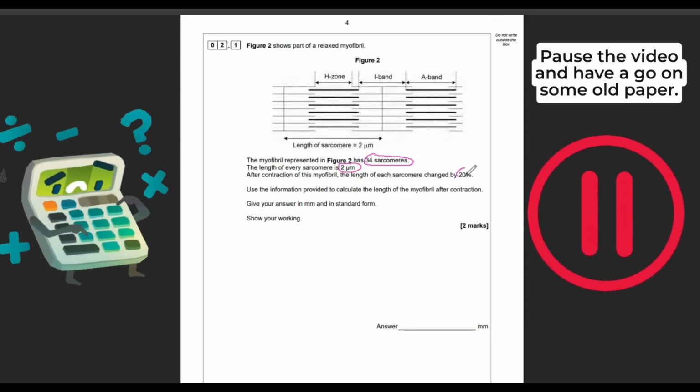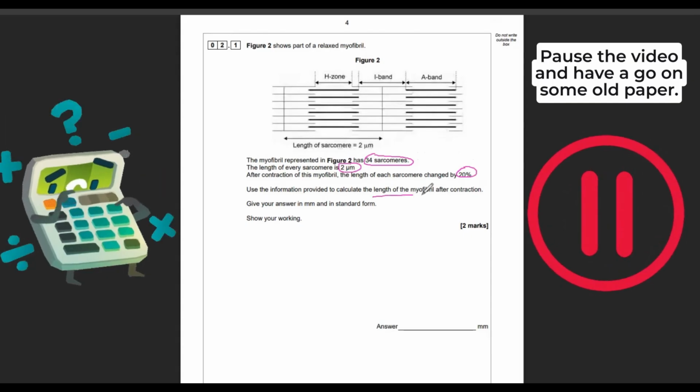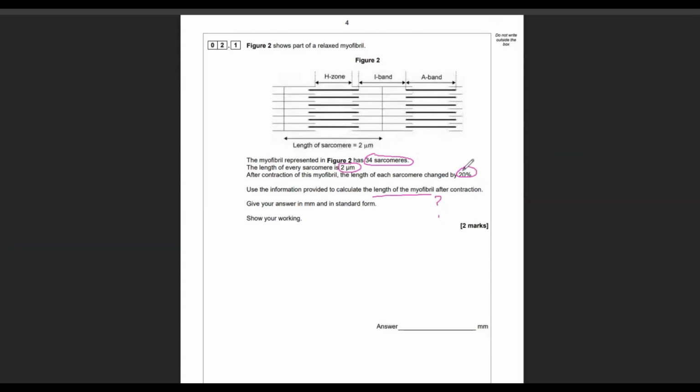Okay, we know there's 34 sarcomeres in one myofibril. Of course, they're made up of myofilaments, actin and myosin. Those are the lines on the diagram, but we're looking at the whole length of the myofibril. There are 34 individual sarcomeres. Each one is 2 micrometers in length, so we're going to do 34 times 2, which gives us 68 micrometers.